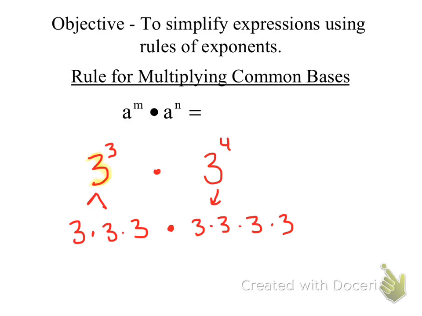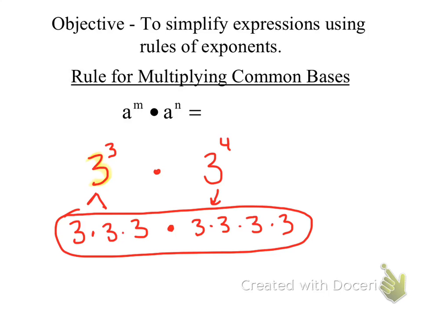Now, is there an abbreviated way to write that since it's straight multiplication? How can I write that whole thing using an exponent? Yeah. 3 to the 7th power. Now remember, we say to the 7th power.